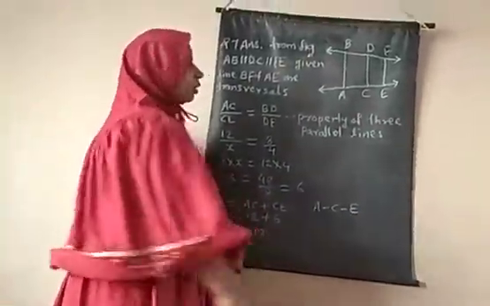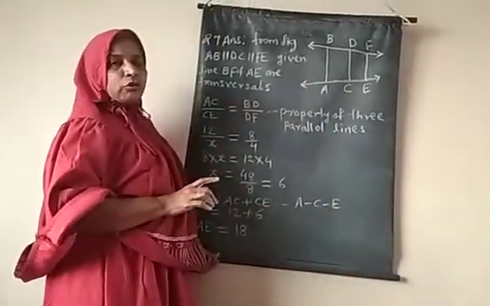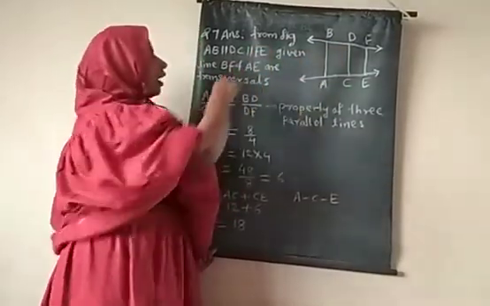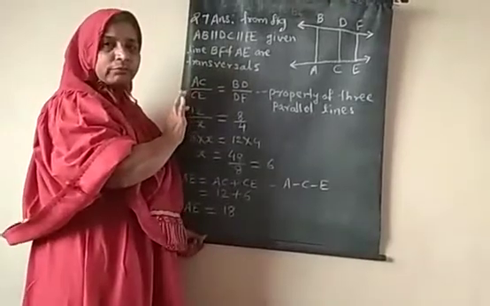Question number 7. In this question, 3 segments are given parallel. Segment AB, segment CD and segment FE are parallel to each other, as given in the question.